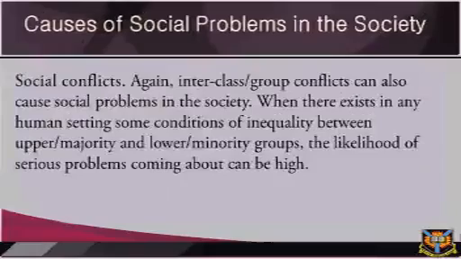Again, interclass or group conflict can also cause social problems in society. When there exists in any human setting some conditions of inequality between upper or majority and lower or minority groups, the likelihood of serious problems coming up can be high. Take terrorism and militancy as quick examples.